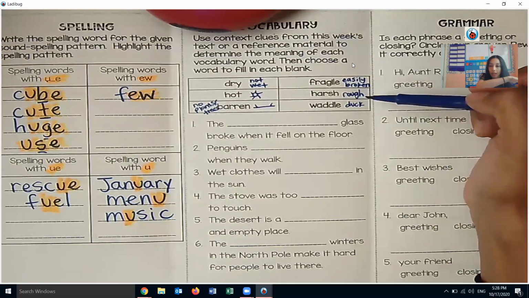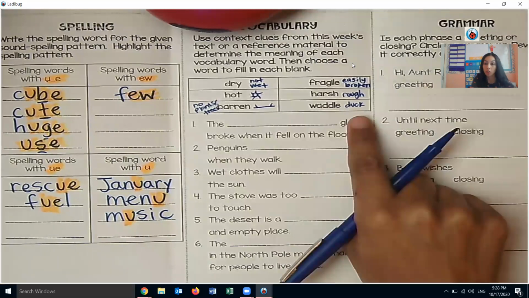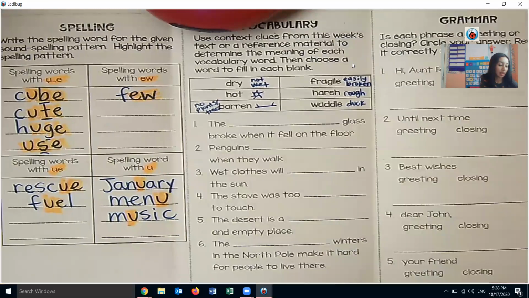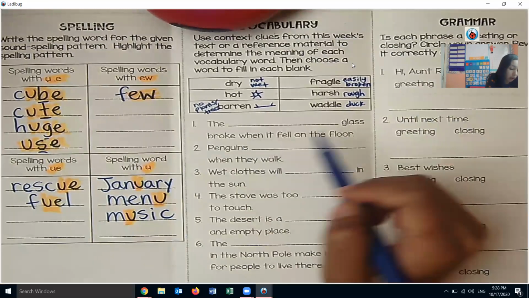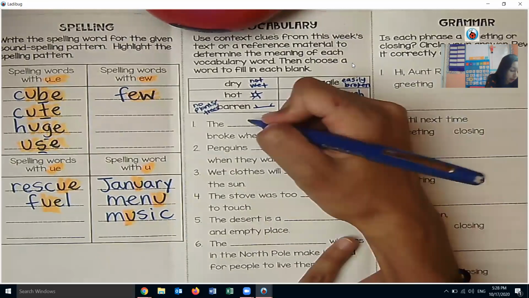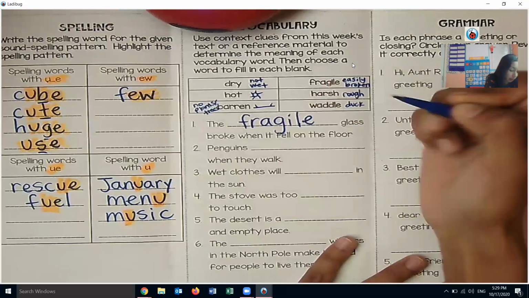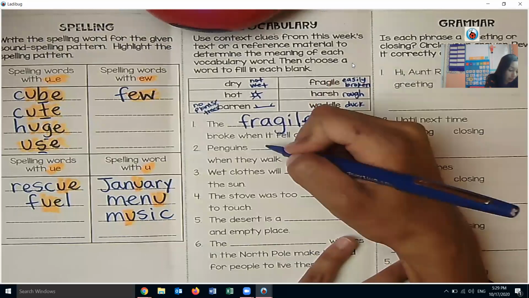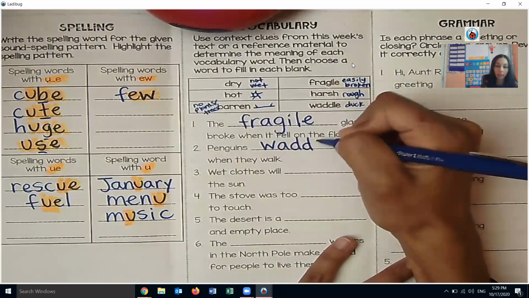Barren is something kind of like plain land, where we're going to use this word. Plain meaning no plants, no trees. It's just pretty much bald. Waddle, you can kind of imagine a duck waddling. So here we have number 1, glass broke when it fell on the floor. That's probably fragile. Penguins, that was my, right? I said penguins. You can imagine them waddle when they walk.